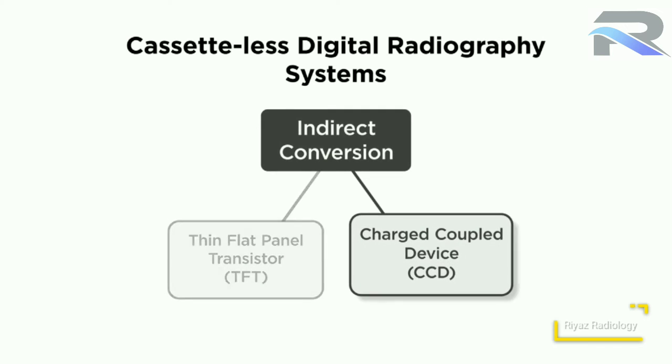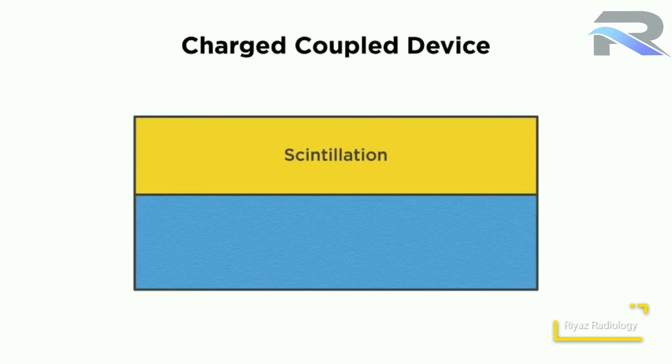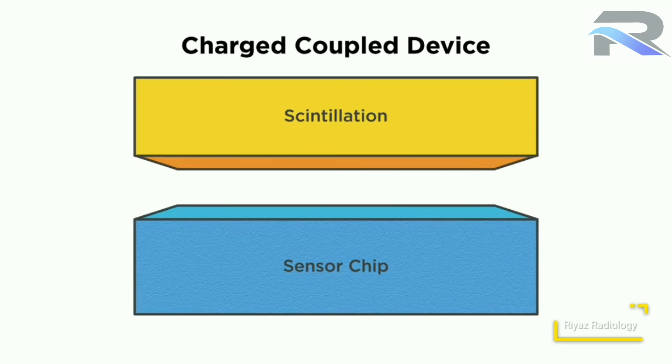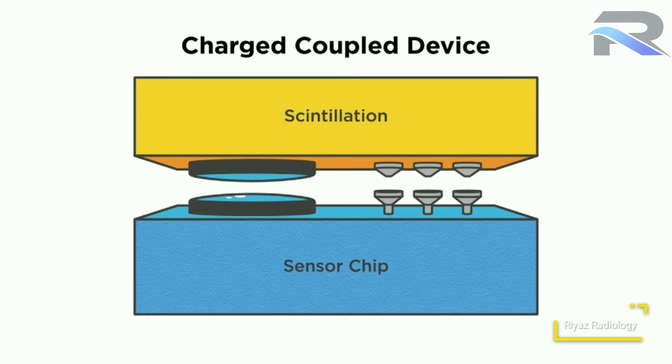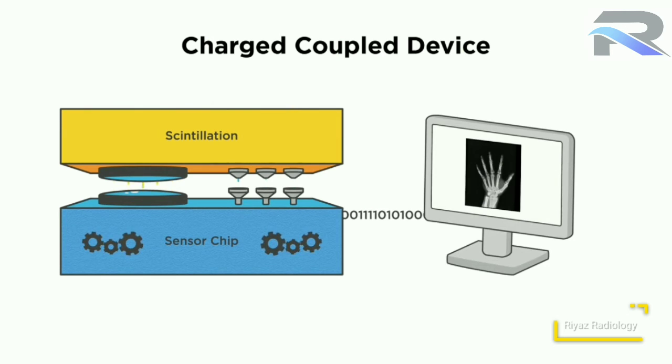The charge coupling device or CCD system is the other form of cassetteless digital radiography. CCD systems differ from the TFT systems in that with the CCD system, there is no photodiode or TFT layer. The scintillation layer within CCD systems is optically coupled to each CCD sensor chip by either lenses or fiber optics. The CCDs are able to both convert light photons into electrical signals, as well as send the electrical signals to the computer for processing.